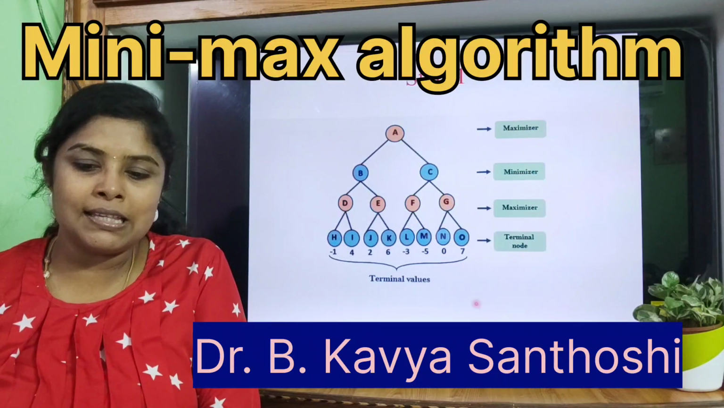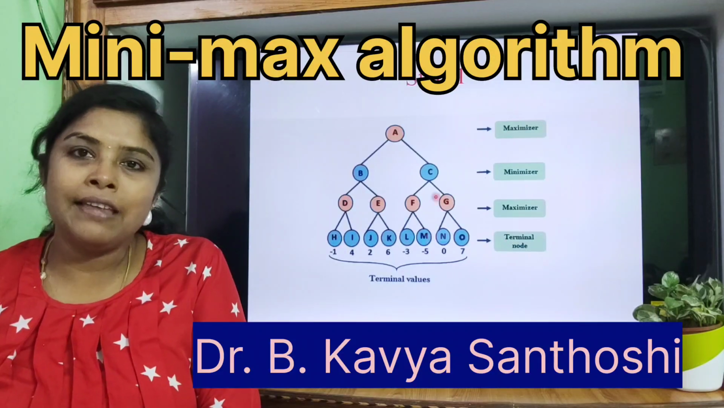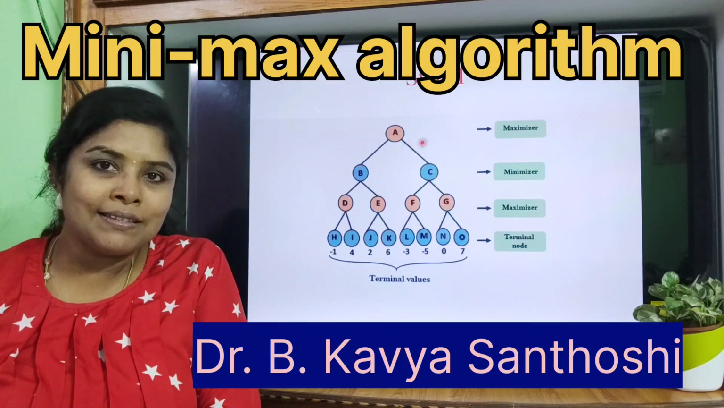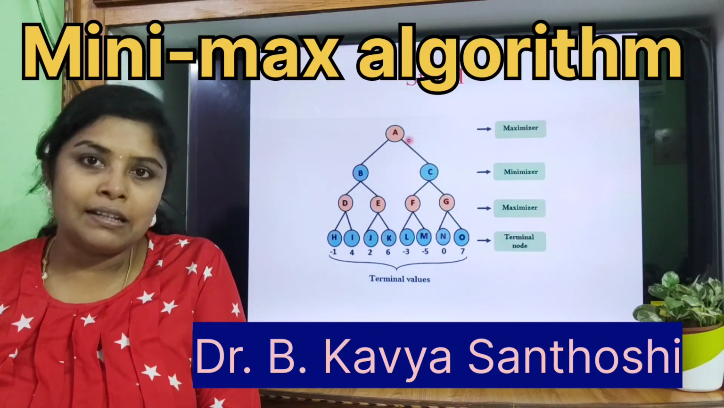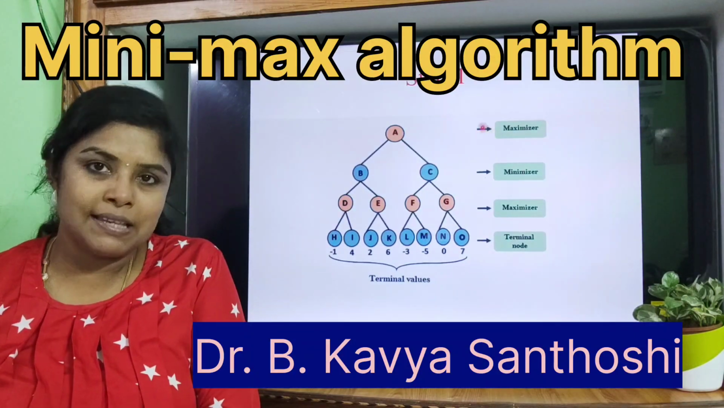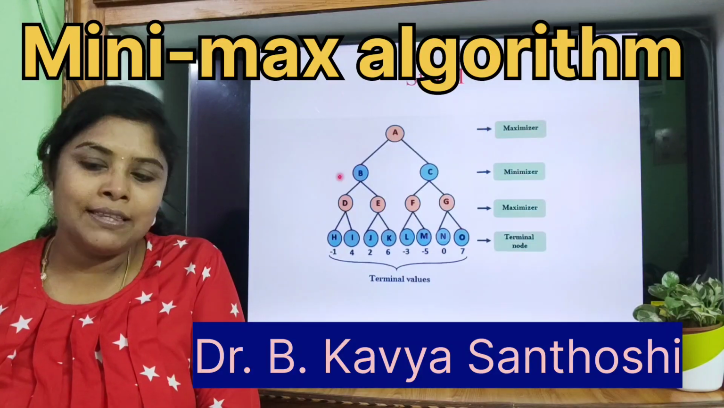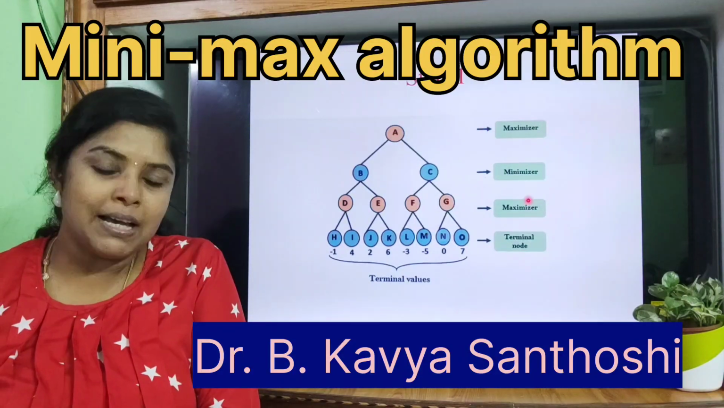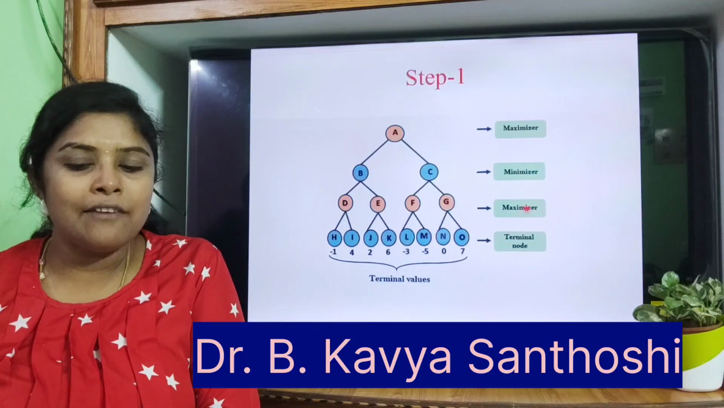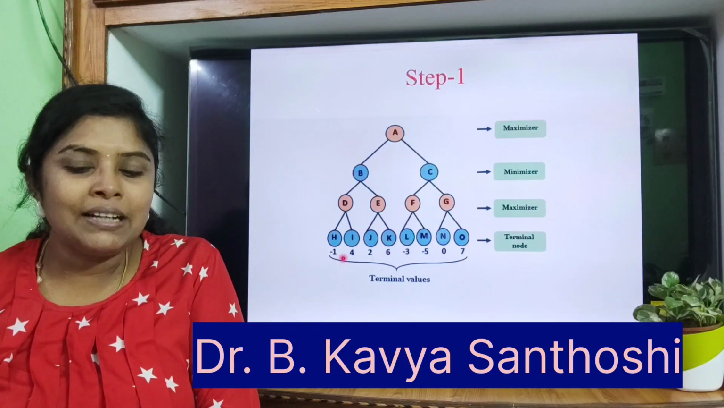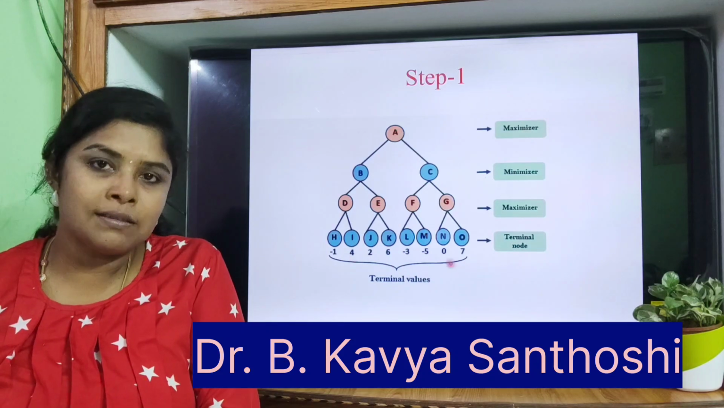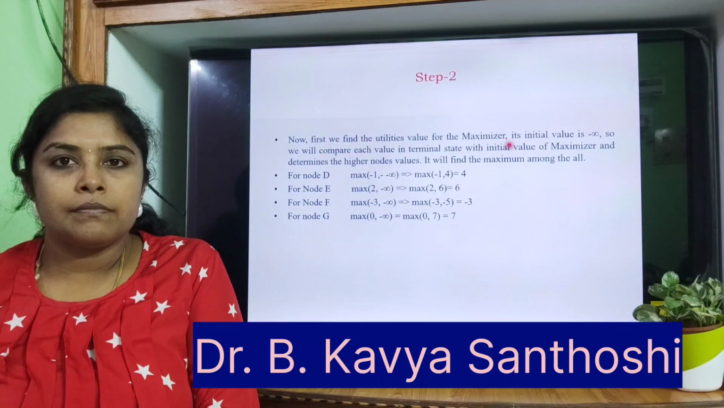So consider this game tree given here. Here there are two players, Min and Max. Max will always start the game. So we can say that at level A, it is the maximizer's turn, B and C are the minimizer's turn, and again it is the maximizer's turn, and finally here we have the terminal nodes. So here the algorithm is going to terminate.